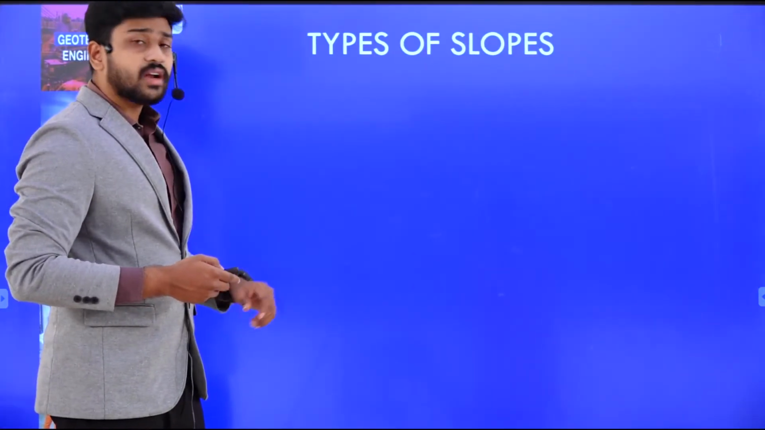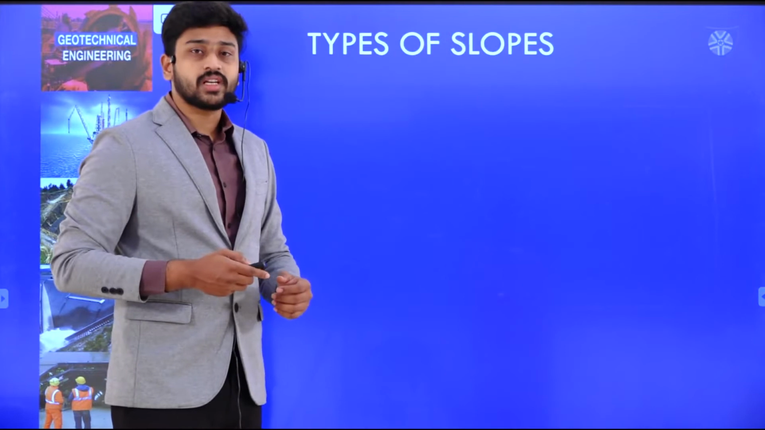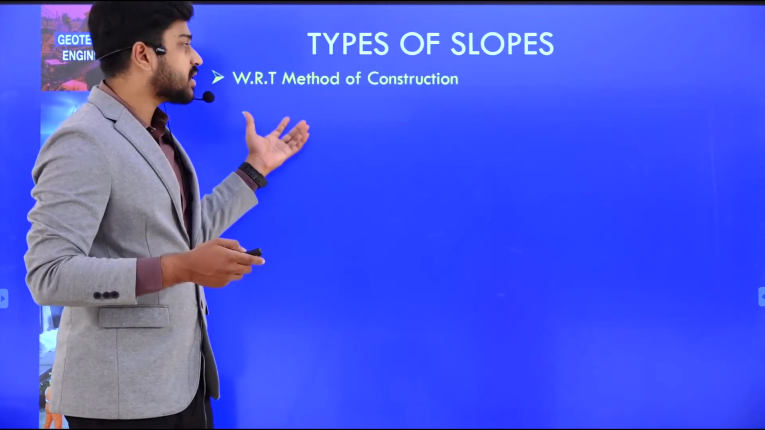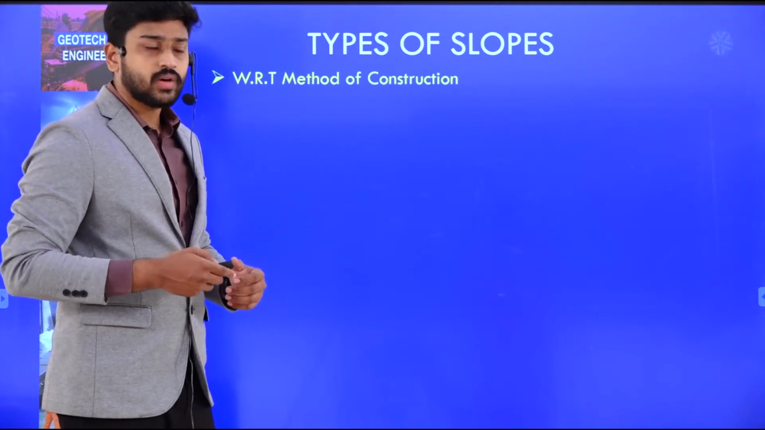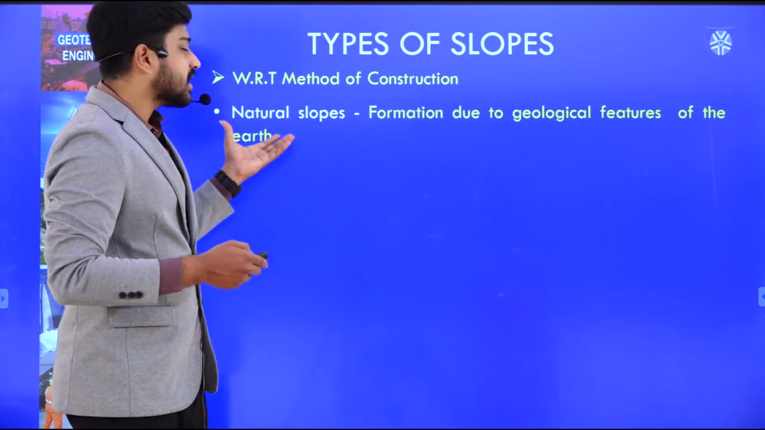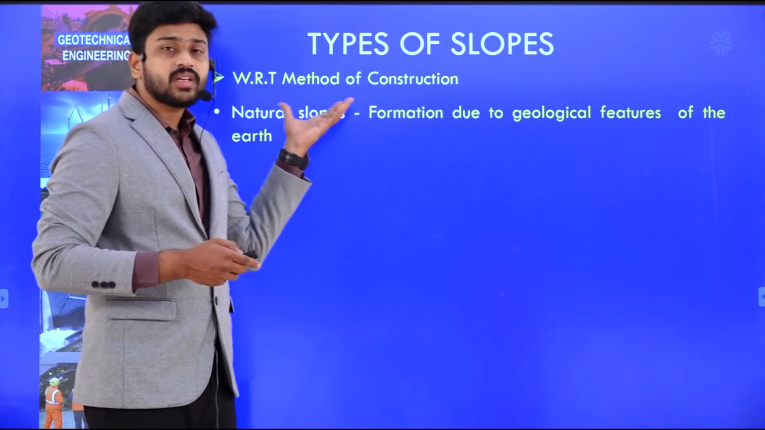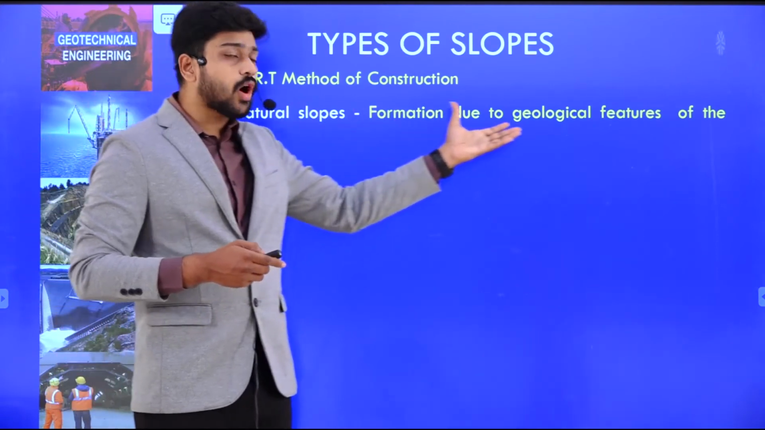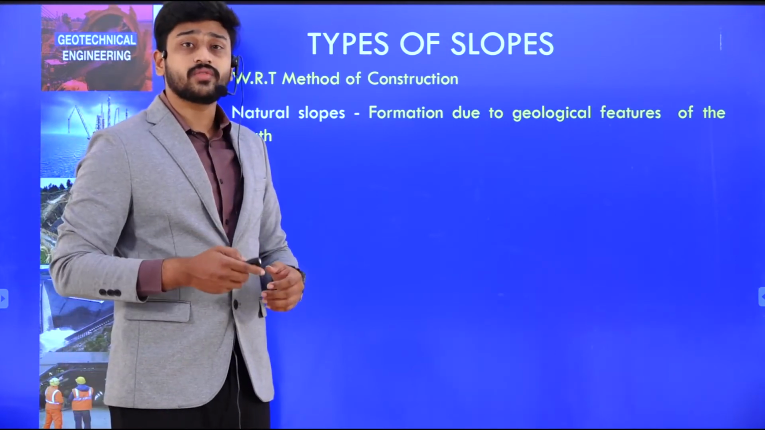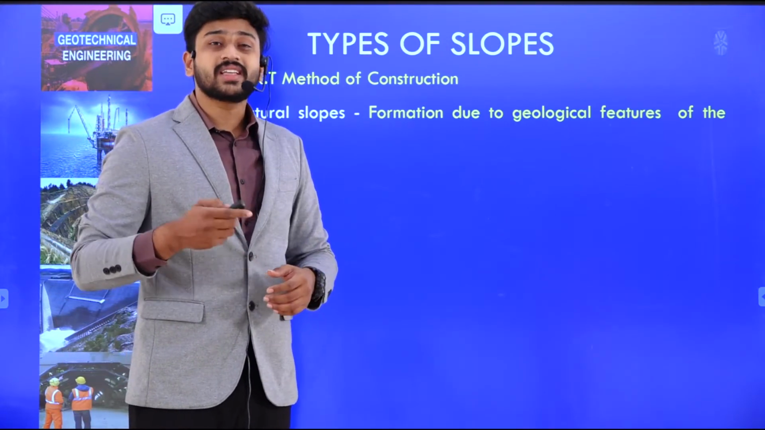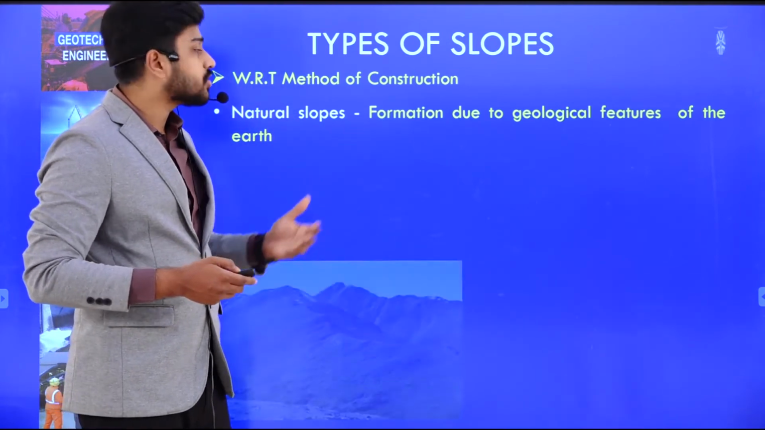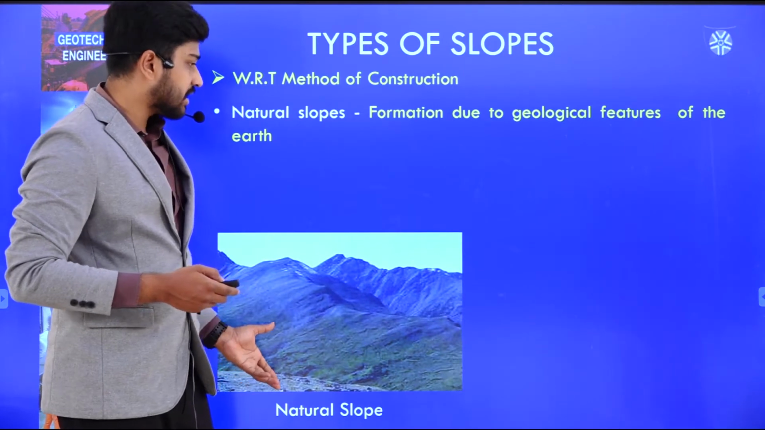Let us understand what the different types of slopes are. We may classify them based on different criteria. Initially, we may classify with respect to the method of construction. What do we mean by method of construction? It can be naturally occurring. A natural slope is formed due to the geological features of the earth. Our Himalayas or any other mountains that we know come under these natural slopes.